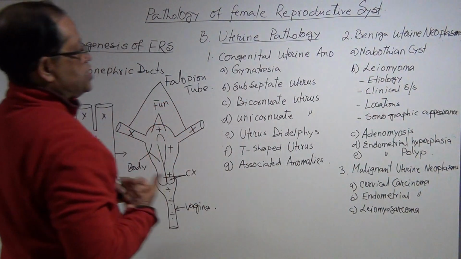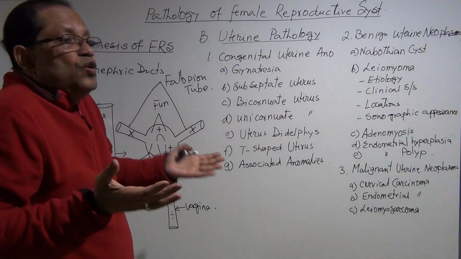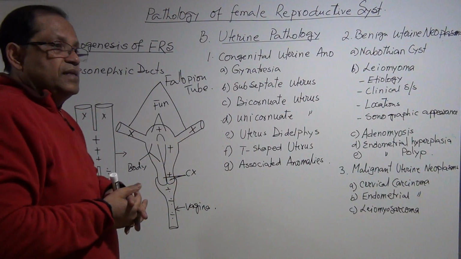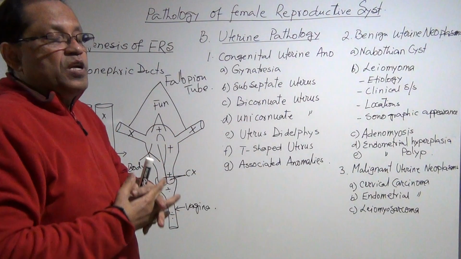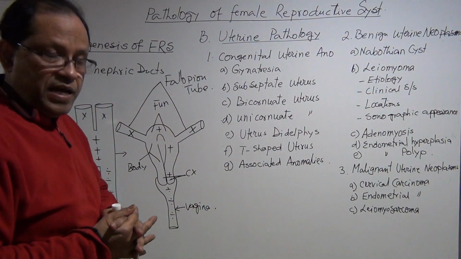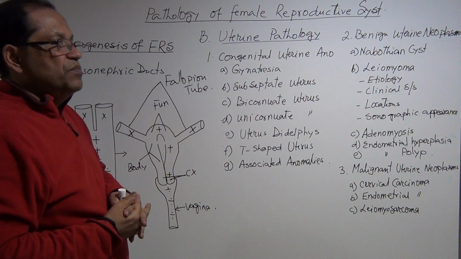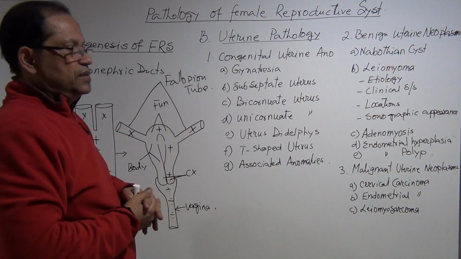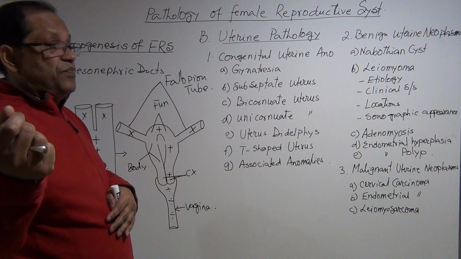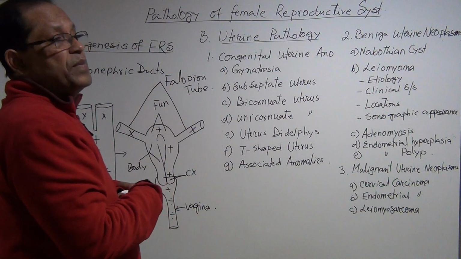And gynatresia. Gynatresia means no development of the female reproductive organ, especially the vagina. Okay, so it is a challenge because it's not uncommon. The part of the vagina did not grow, did not develop, or even the hymen is not perforated. We call it imperforate hymen.